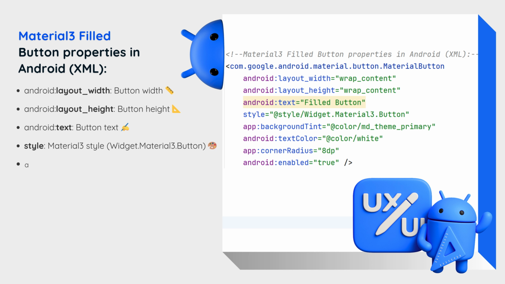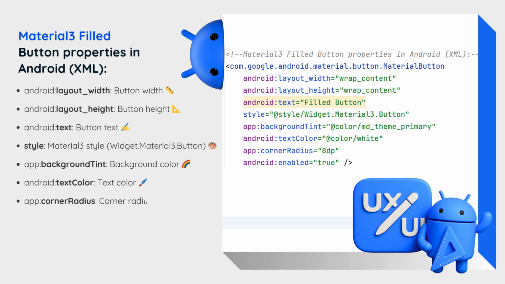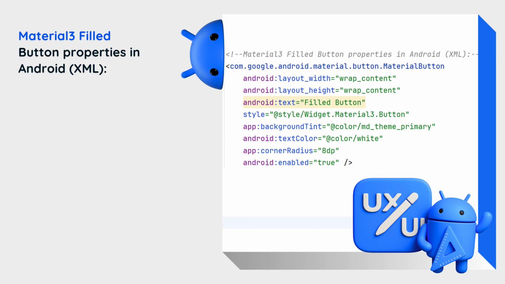app:backgroundTint allows you to change the background color. android:textColor sets the color of the text inside the button. app:cornerRadius defines how rounded the corners of the button are. And android:enabled controls whether the button is active or disabled. These properties help you design a clear, bold action button that fits seamlessly into your layout.